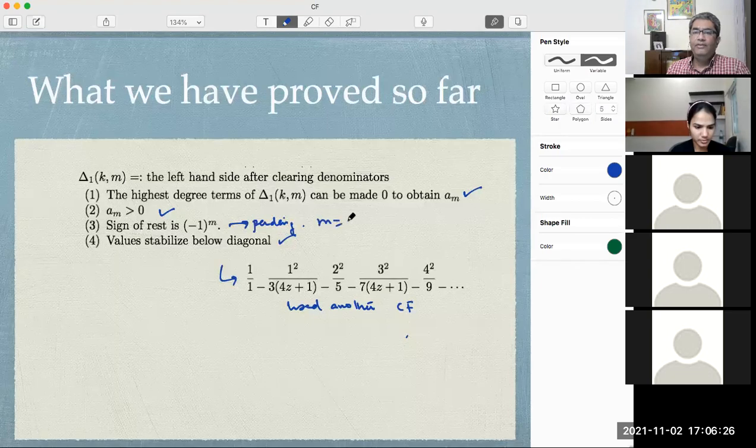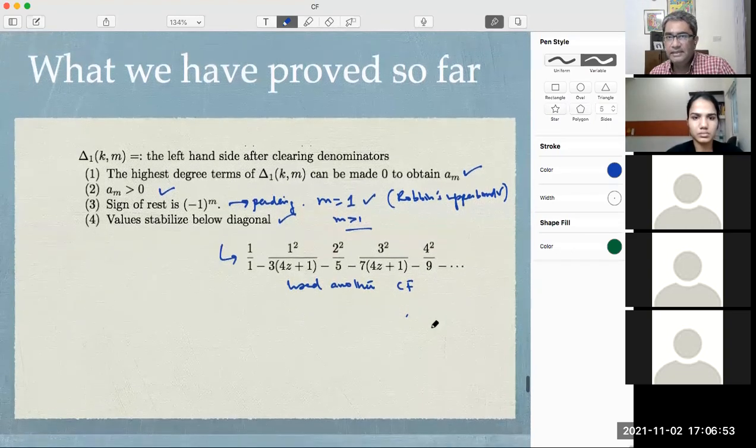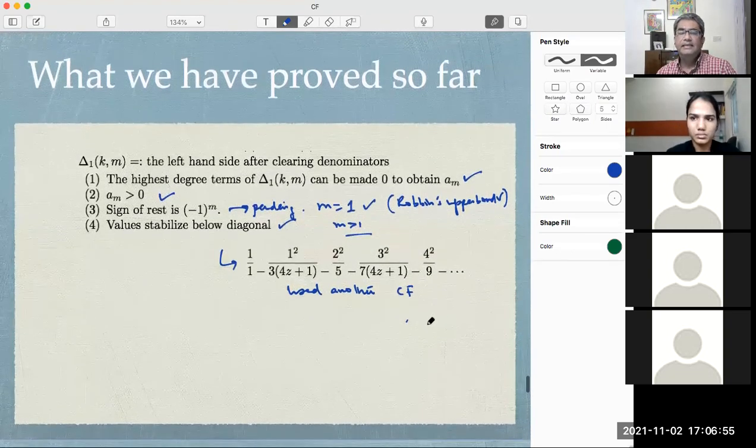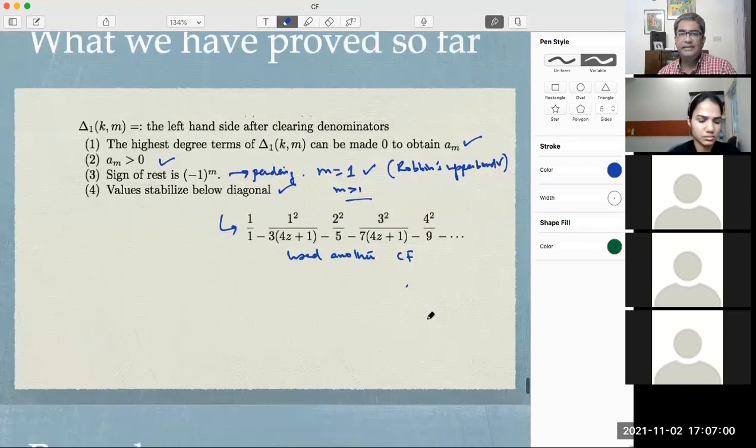So for m equal to 1, we are done. That means that in particular we have got Robbins' upper bound. But for m bigger than 1, we are still figuring out how to do it. But we haven't given up yet. The deal was that at some point, if we give up, then we will ask our friends to help us. There are friends who are much bigger experts in continued fractions. But so far we have a great hesitancy to give up.